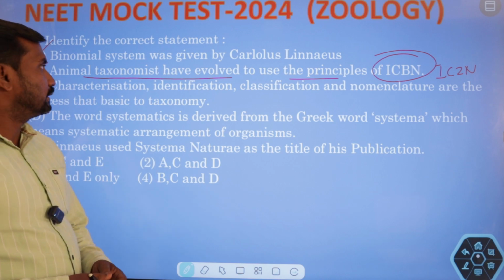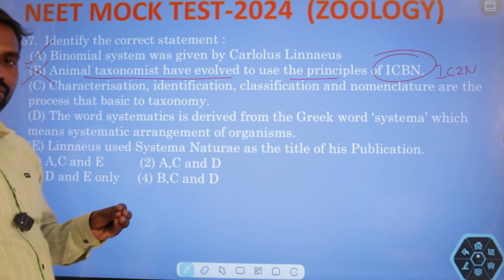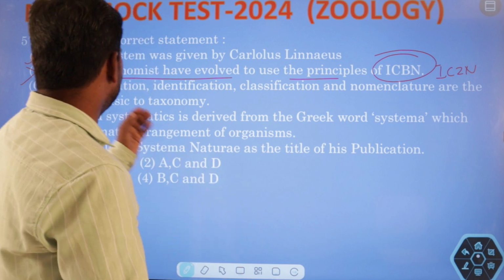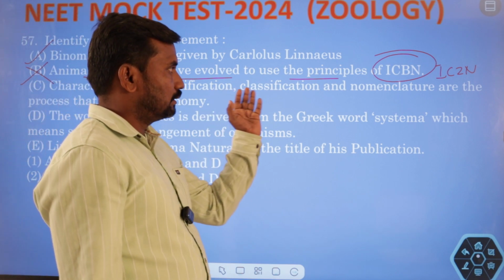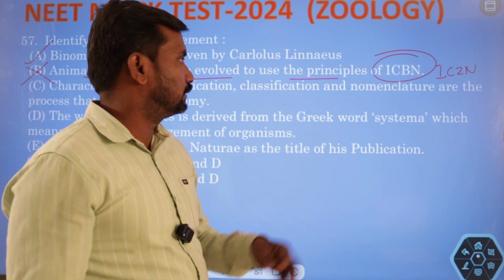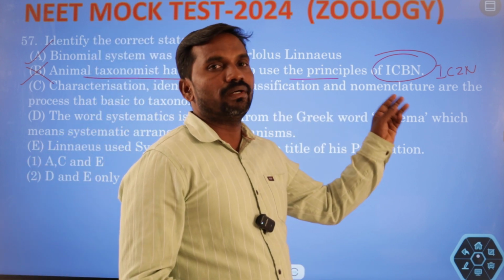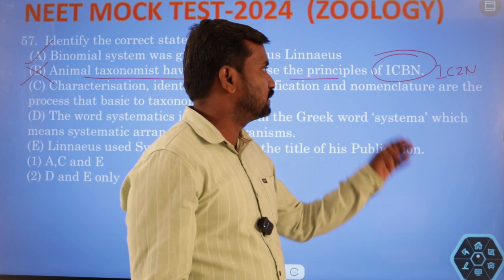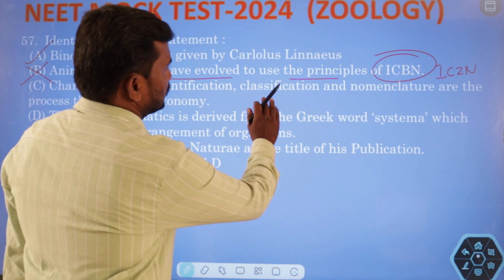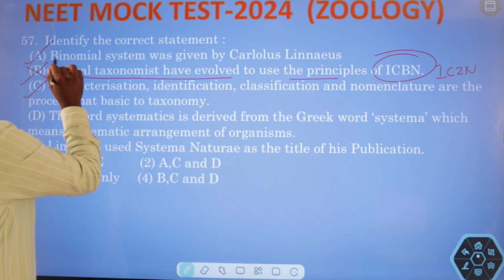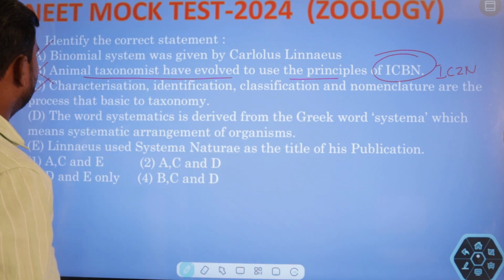The basis of taxonomy has four steps. First, we give proper characters to the individual species. Then, based on the characters, we identify them. Based on the identification, we group the organisms into similar and dissimilar organisms. Finally, we assign a specific name to the organisms, called nomenclature. Characterization, identification, classification, and nomenclature are the correct basis of taxonomy.